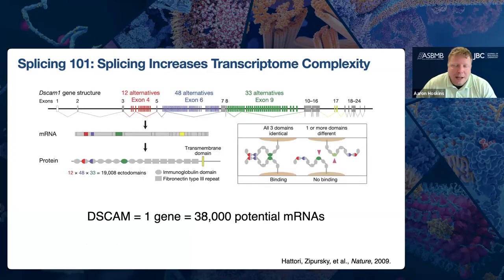Again, another poster child for splicing is the insect DSCAM gene. DSCAM stands for the Down syndrome cell adhesion molecule. And in insects, the DSCAM gene structure has this very unusual cassette exon architecture. What happens is exon 1 is spliced to exon 2, is spliced to exon 3, is spliced to one of 12 alternates of exon 4. Then you go to exon 5, and then one and only one of 48 alternates for exon 6, and then 7 and 8, and so on.